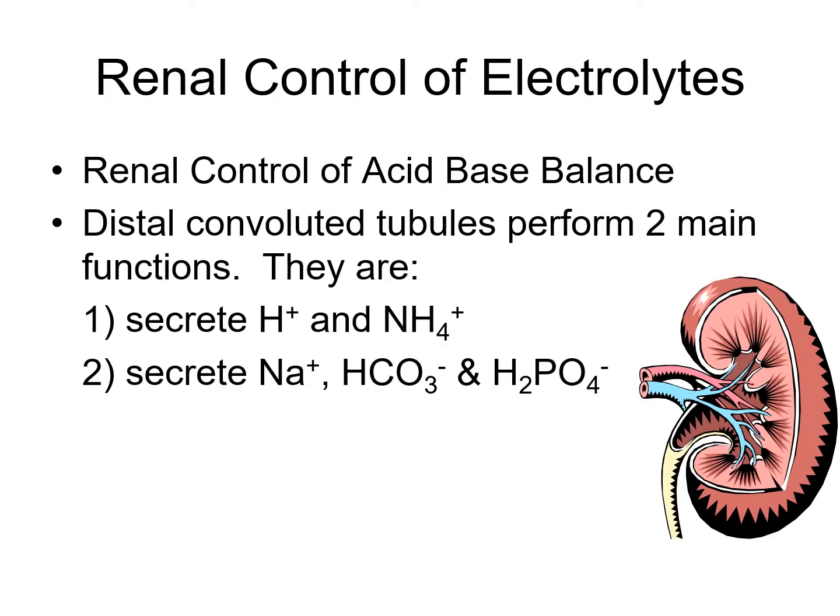So there are certain parts in the kidneys that participate, as I've told you. There is active secretion. This happens in the tubules, the distal convoluted tubules. They remove hydrogen ions and ammonium ions, and also they can remove sodium bicarbonate and biphosphate in order to control the level of acidity in the blood.